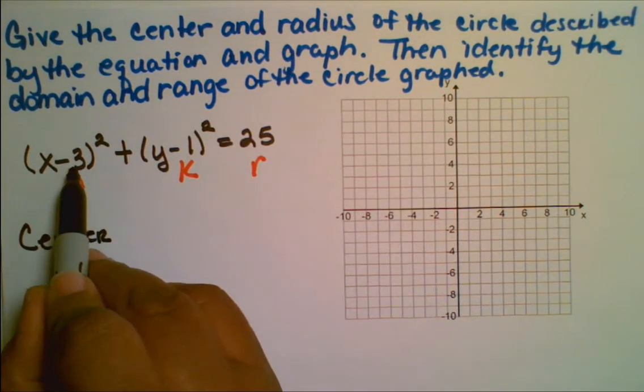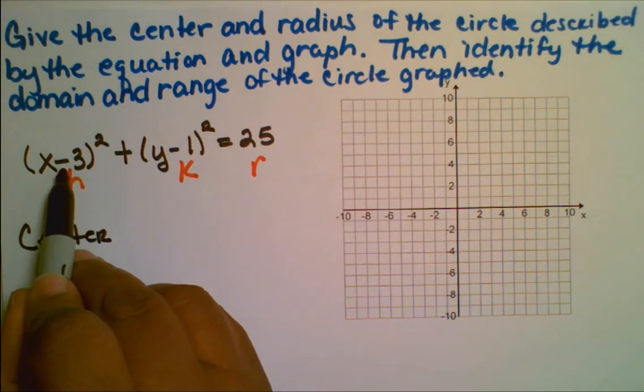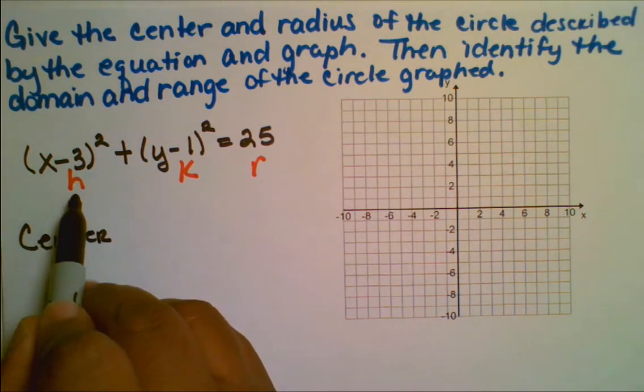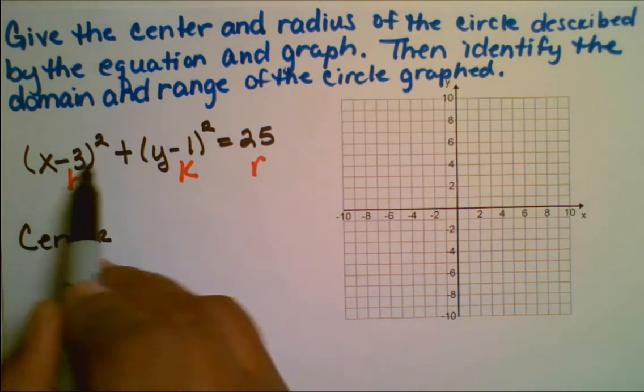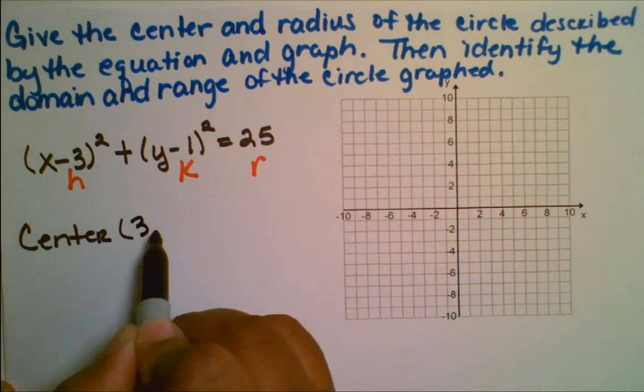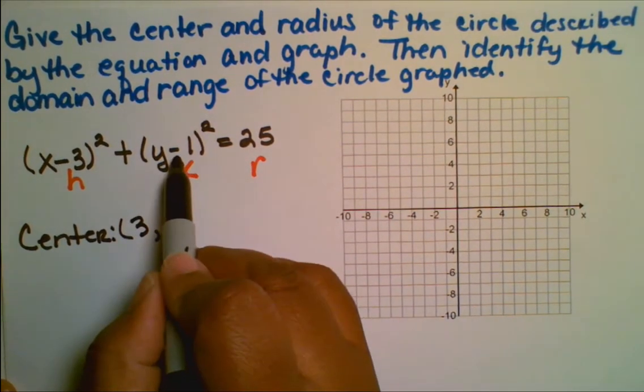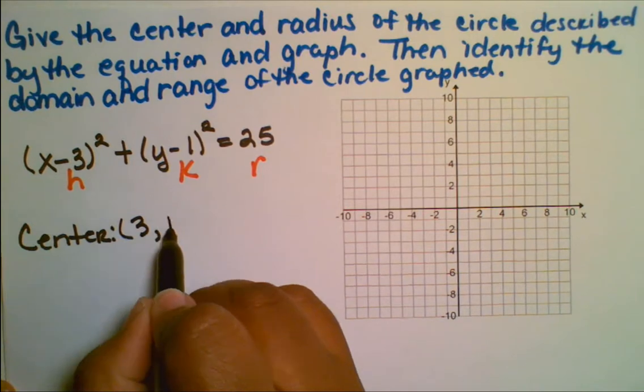the center, you're going to take the opposite of the sign that's in front of each number. So where here we have x minus 3, to identify h, take the opposite of -3. So we have 3 comma. For k, we have -1. When we write the center, it's going to be +1.